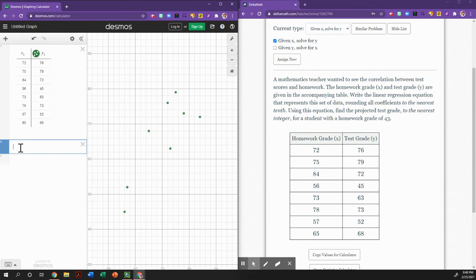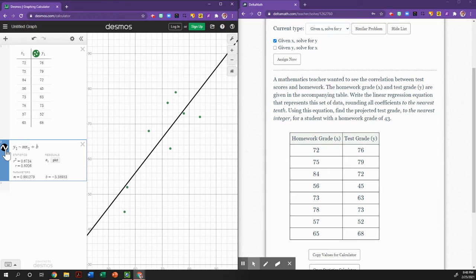All right, and then most of you, again, you were really good with this step, Y1 tilde MX1. I'm not sure why I've got capital letters going on here, but let's see about getting my caps lock off. Let me type that in again. Y1 tilde MX1 plus B. There we go. That fixed it. Okay. So now, once I have this information here, I'm going to round to the nearest tenth.